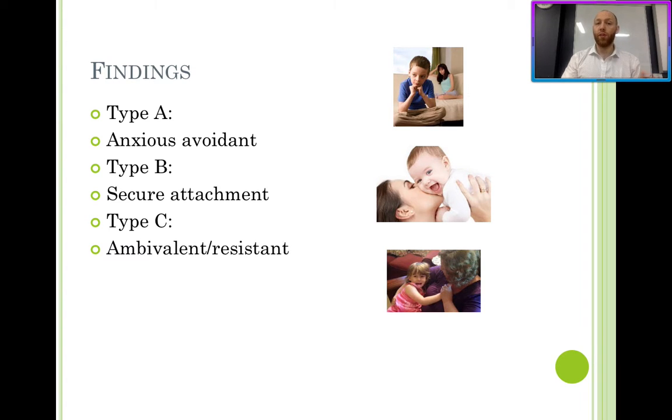Type C were the most interesting in some ways. They were the ambivalent and resistant. They behaved relatively normally in the first stage of the experiment, but when the mum left, they became extremely distressed. And when the mum returned, they would both reject and need her comfort. So many children would be picked up by the mum and they want to be picked up, and as soon as they were, they would push their mum away. So they were torn between this ambivalent, resistant stage where they didn't want mum, but they also desperately needed mum.